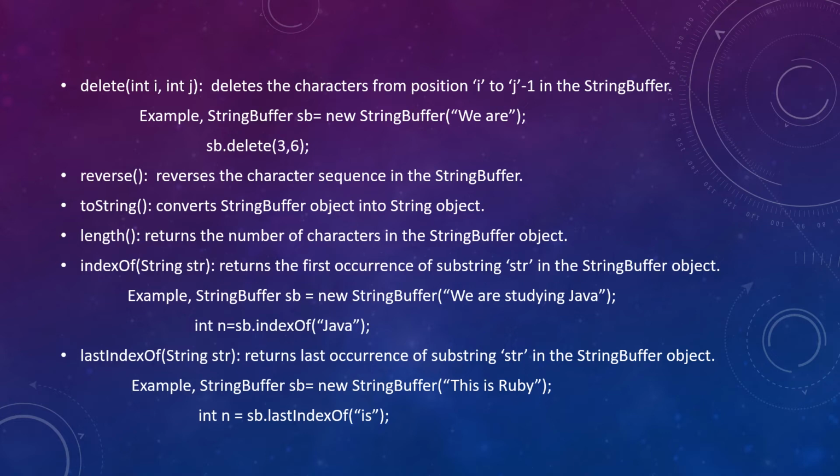Next is lastIndexOf(String str). This returns the last occurrence of substring str in the string buffer object. For example, StringBuffer sb = new StringBuffer("This is Ruby"), int n = sb.lastIndexOf("is"). So it will return the position of the last occurrence of "is". Here "is" comes 2 times: one is present in "This" and another one is the separate "is". So we'll get the position of the second "is", meaning the last one.